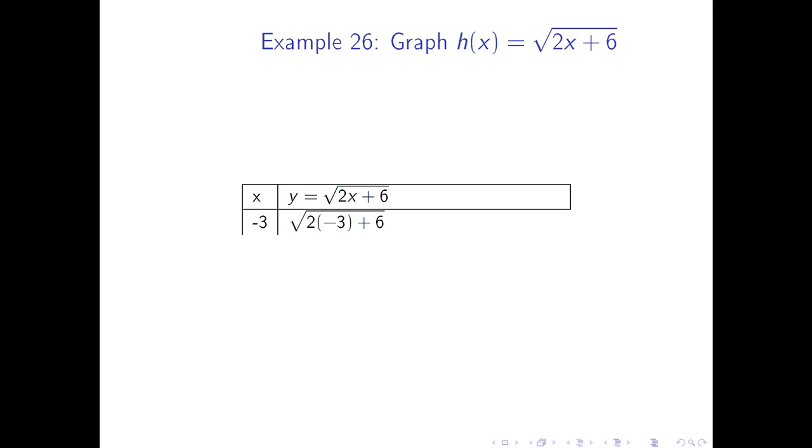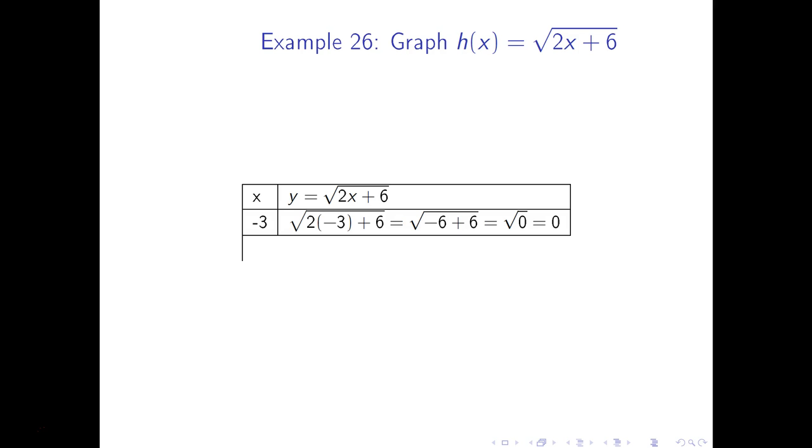Well, as you did that, if you plug that in, we multiply 2 times -3, and I get -6. -6 plus 6 is 0, so I have the square root of 0. And the square root of 0, what number times itself is 0? Well, only 0.